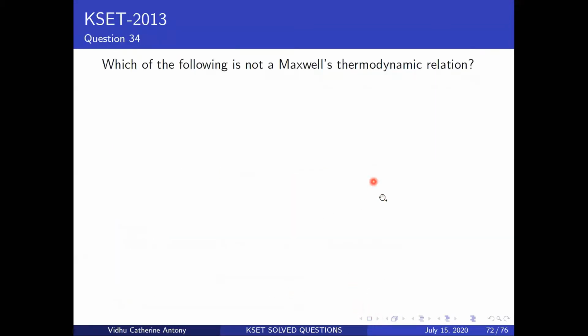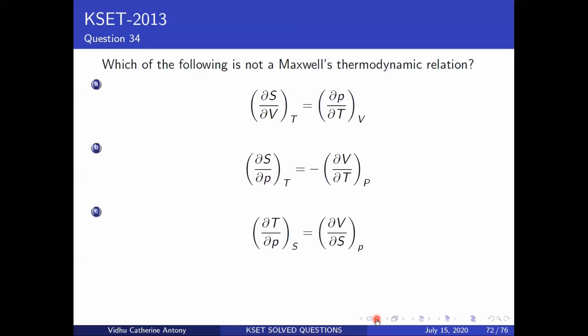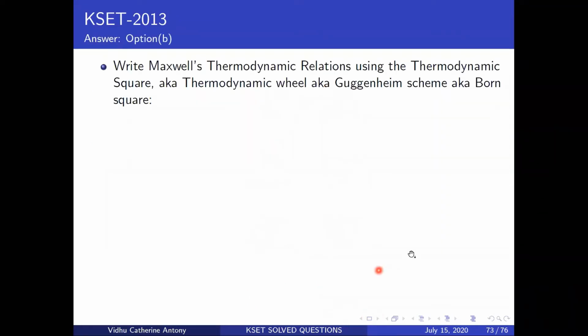Now let's look at the next question. I think this is something you have done in BSc a lot: checking whether the Maxwell thermodynamic relations are correct. You would always use the mnemonic to write down the table and find this out. I'll do one for you and you can try the rest. We write down a thermodynamic square to write down these Maxwell's thermodynamic relations.